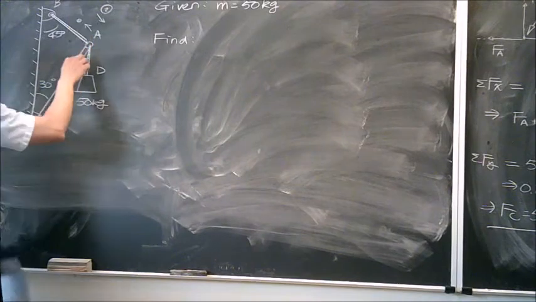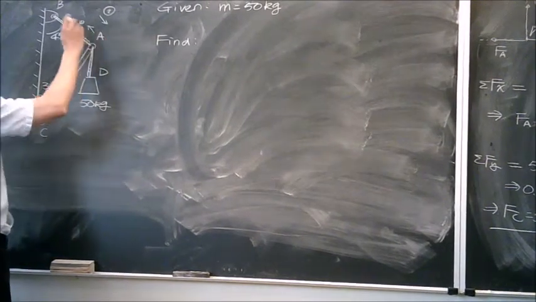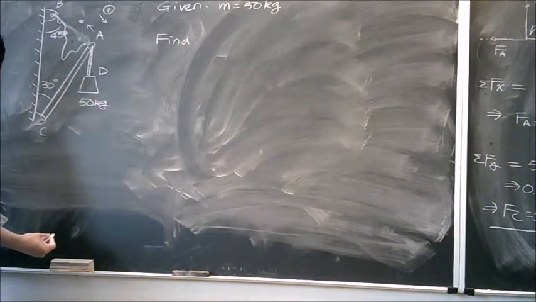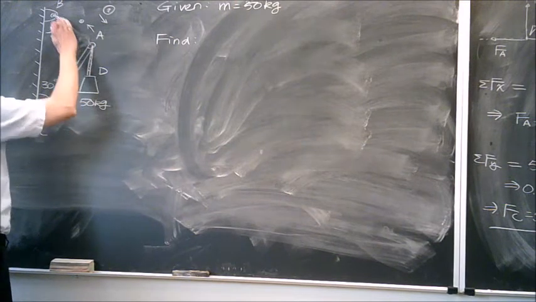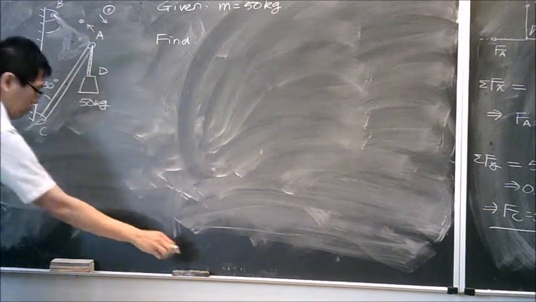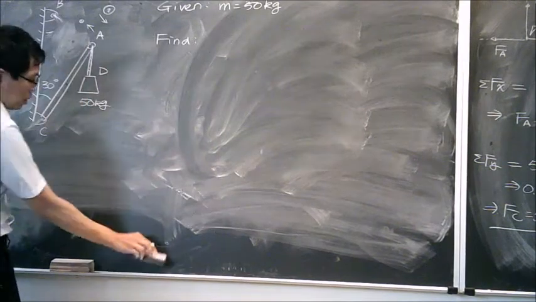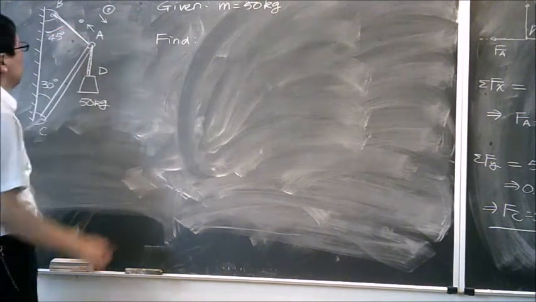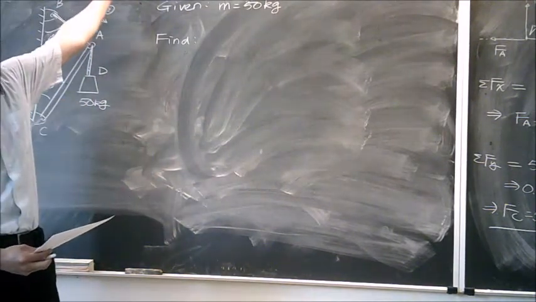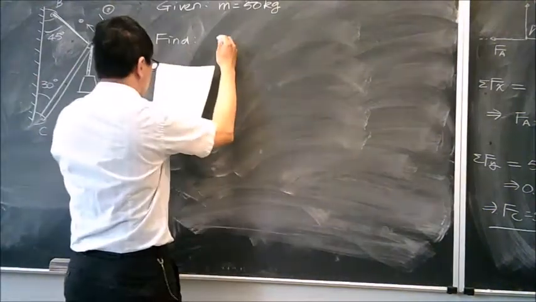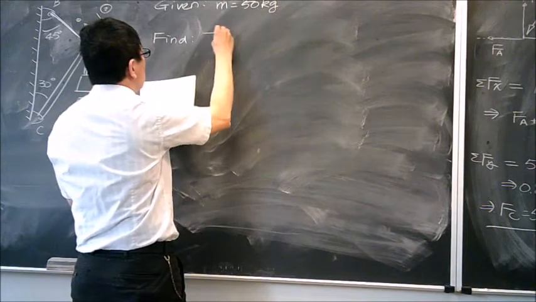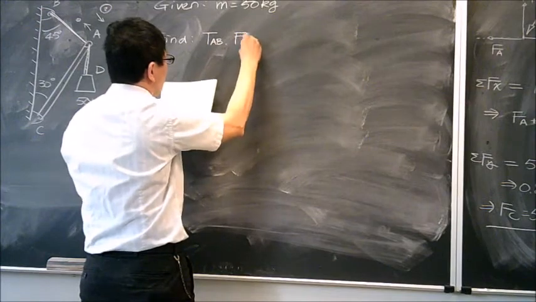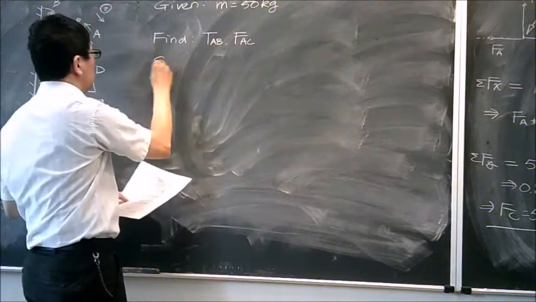For instance, if this boom can support everything itself, this cable is going to be something like this. It's going to be slack. When it's tightened with the angle given in this problem statement, it means that the tension along this cable is going to be along this direction. Okay? We need to find tension AB. We need to find force. So let's start.